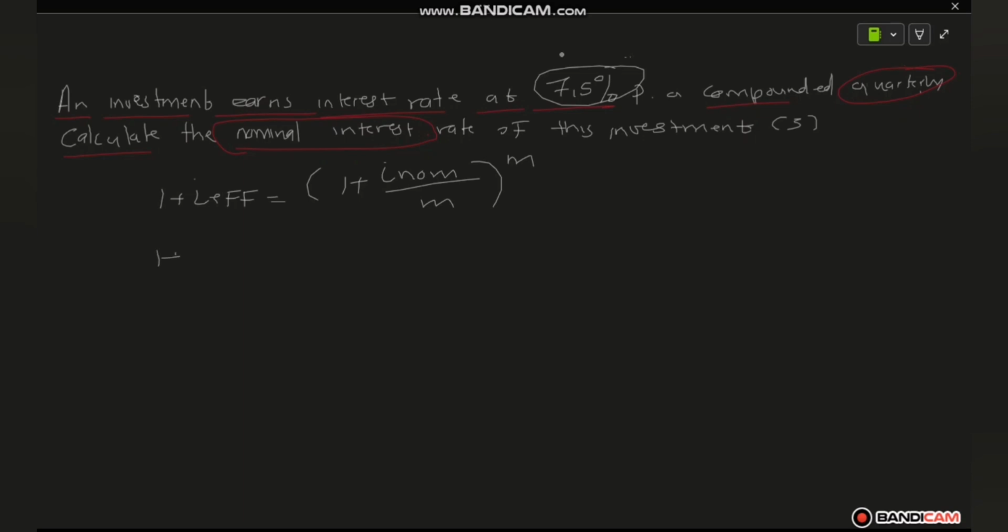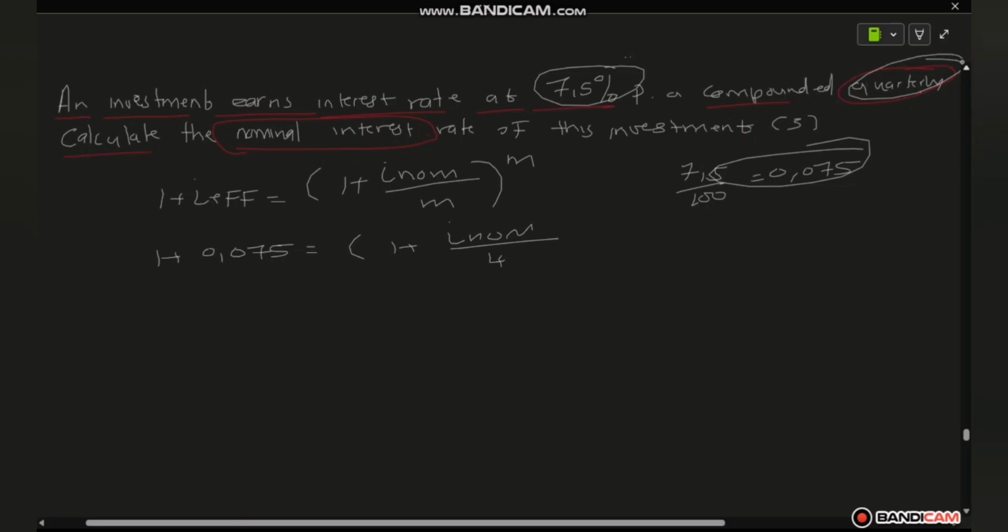Therefore, 1 plus, you take that 7.5 and divide it by 100 because we must write it in decimal form. So it's going to be 0.075. 1 plus 0.075 as our effective interest rate. I hope that makes sense. Equal to open bracket 1 plus I nominal over the compounding period. We have 4 here because they said quarterly. Then we want to make I nominal the subject of the formula.